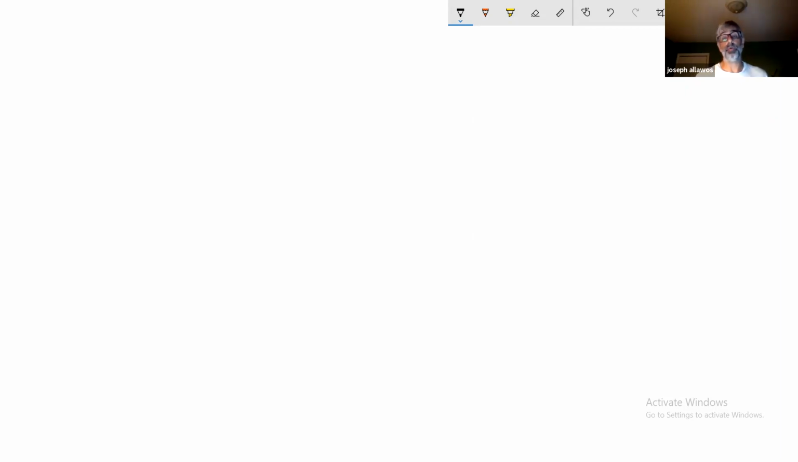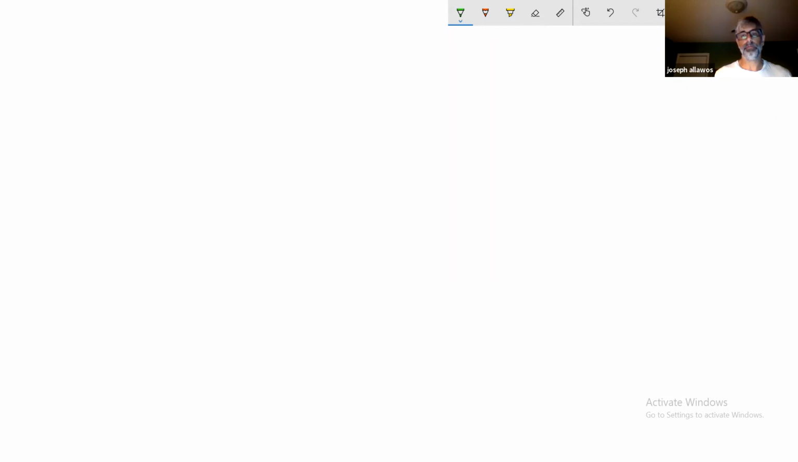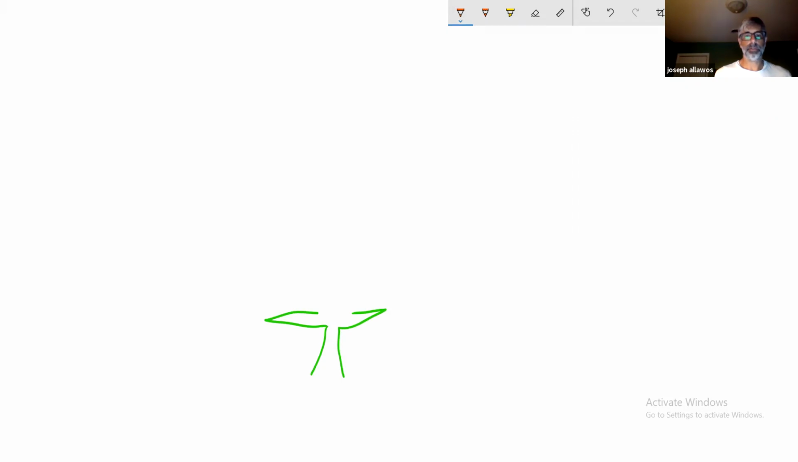Okay, so here's what we want to know. Form and function, you know, what does the part look like and what does it do? So we'll color code this a little bit. We'll start out with green. And if there's the stem, we study flower parts in series.